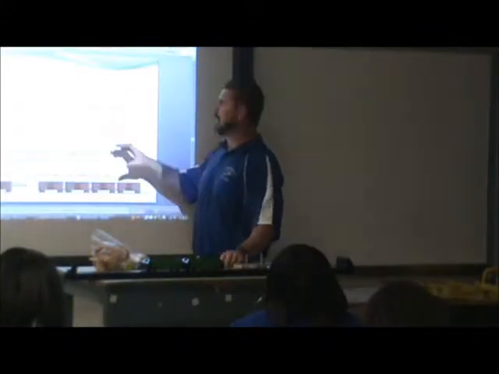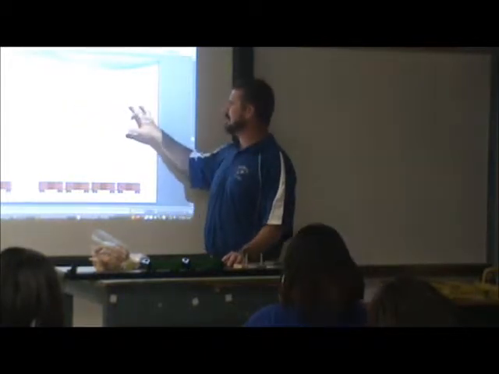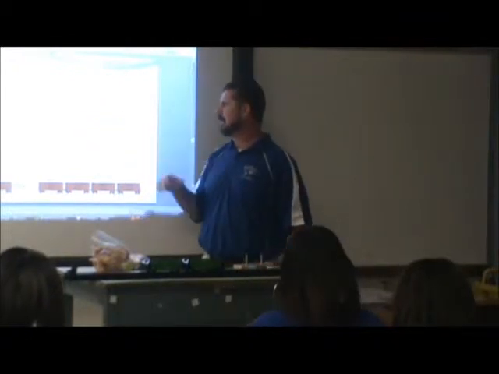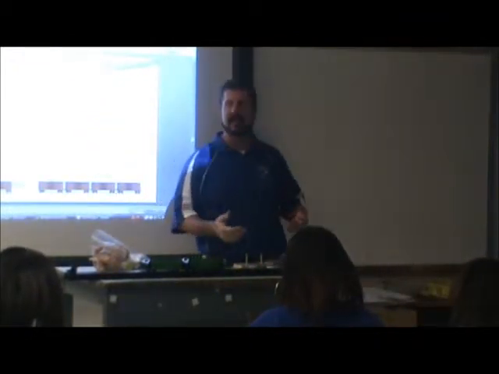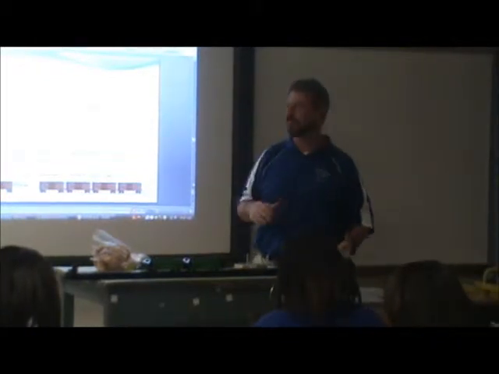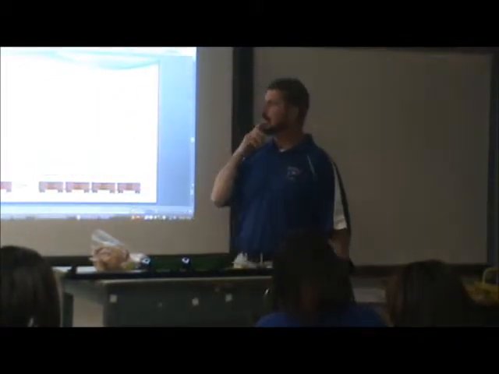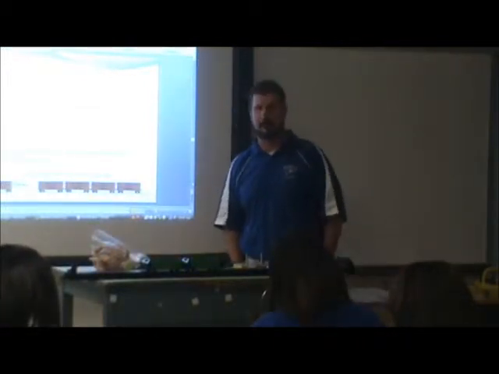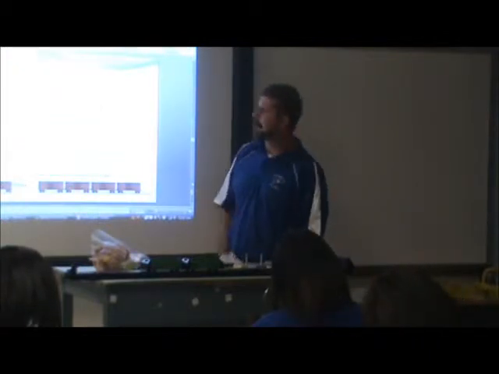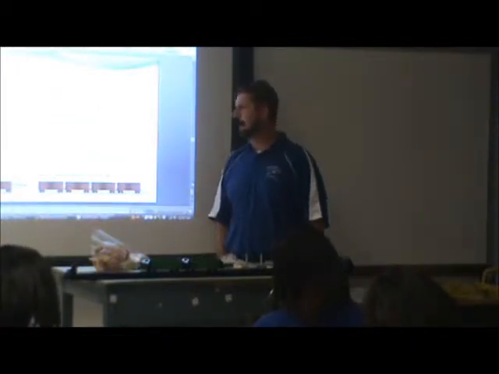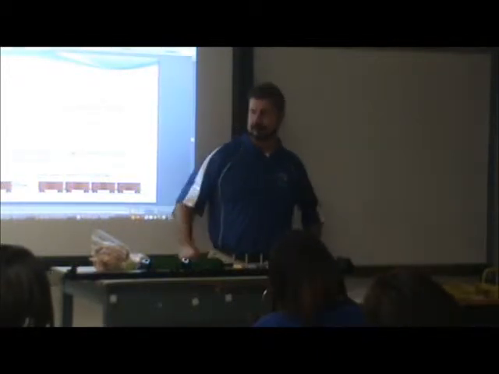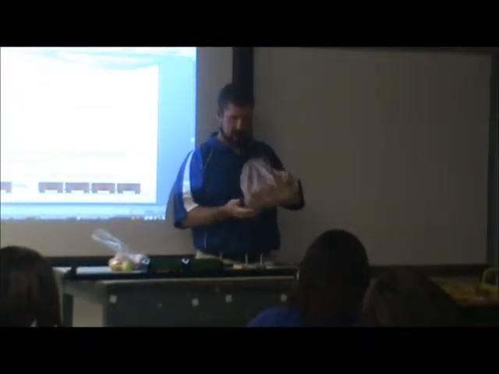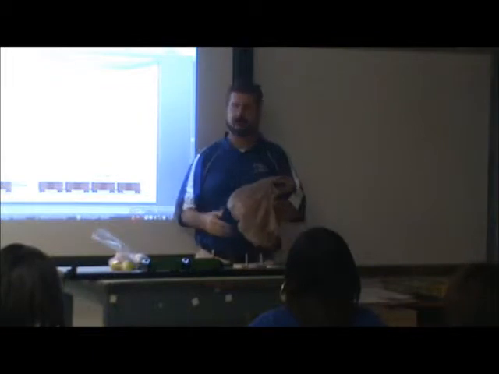This is the first thing I need you to write down real quick. A collision in which the objects stick together after the collision is called a perfectly inelastic collision. Perfectly inelastic collision is when they stick together after the collision. Just write down that first part right there: collision in which the objects stick together after the collision.